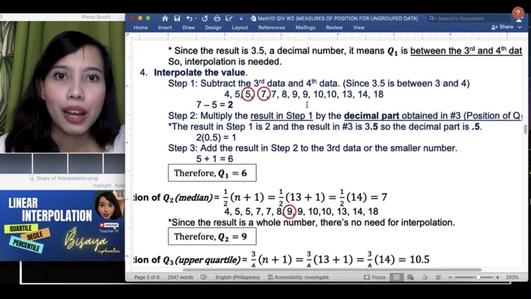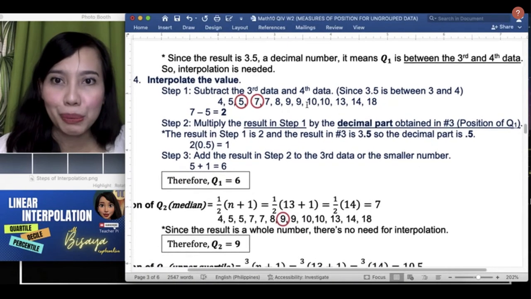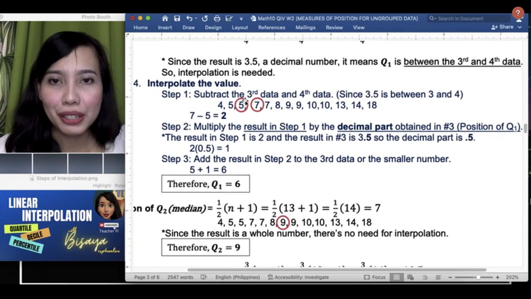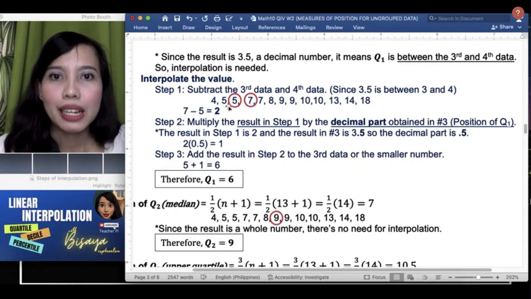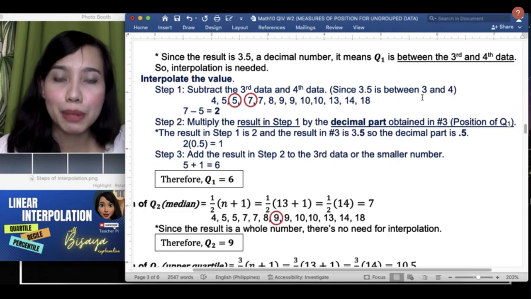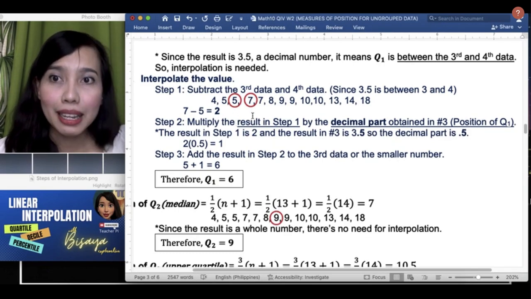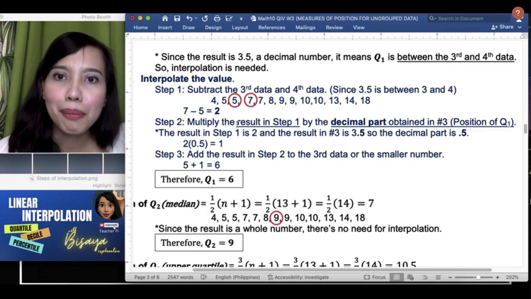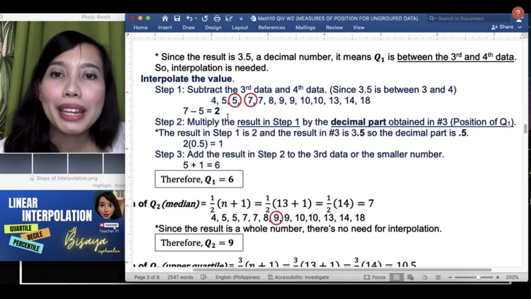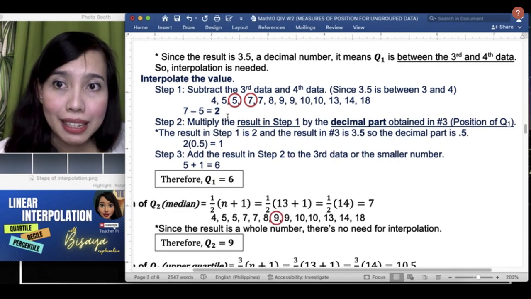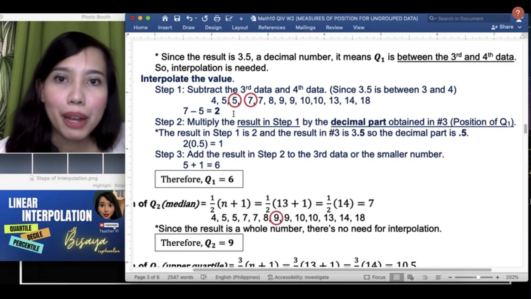I highlighted in blue the portion where we need to interpolate. Step 1 for linear interpolation: subtract the third and fourth data, since 3.5 is between 3 and 4. We look at the third and fourth data. That's 5 and 7. The 5 is the third and the 7 is the fourth in your arranged data. Let's subtract. 7 minus 5 is 2. We get the positive difference.